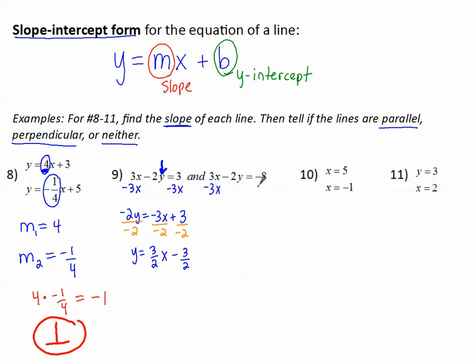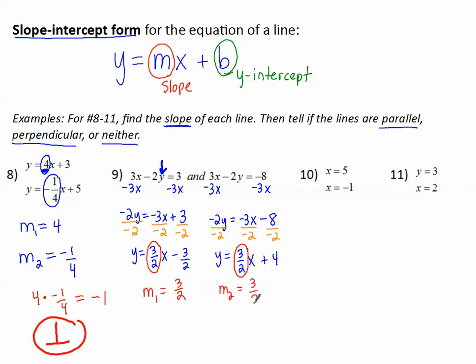Let's look at this one. First, subtract 3x. Now I have negative 2y equals negative 3x minus 8. I can divide by negative 2, and that gives me y equals 3/2 x plus 4. Once I have it in y equals mx plus b, I'm looking at the coefficient of the x. This one is 3/2. This one is 3/2. The slope of line 1 is 3/2. The slope of line 2 is 3/2. They're the same slope. So what does that mean about these lines? That's right, they are parallel. That's my answer, parallel lines.